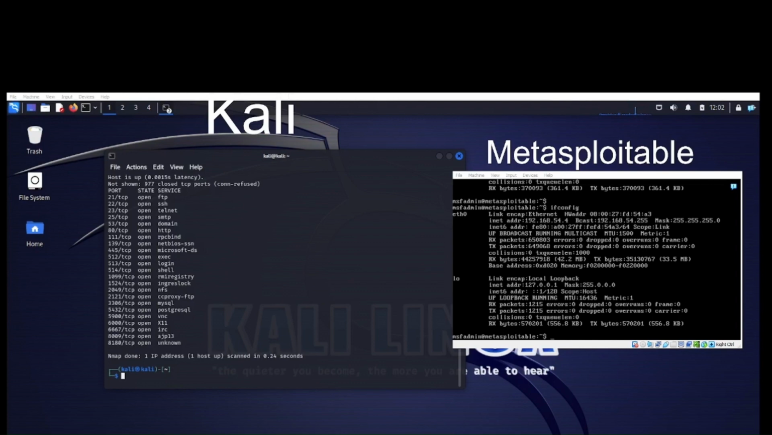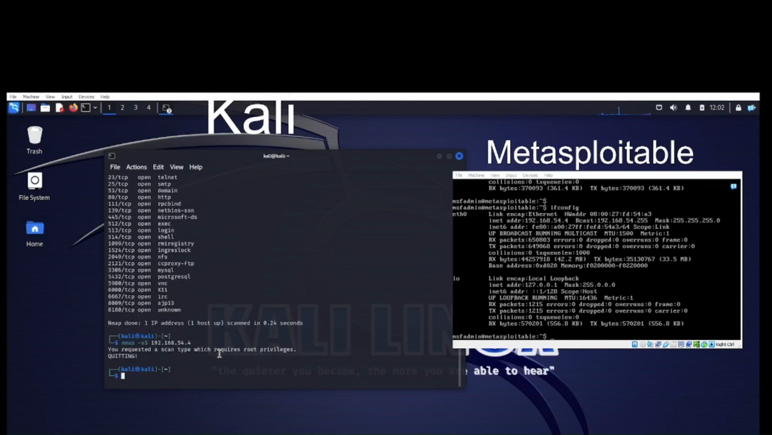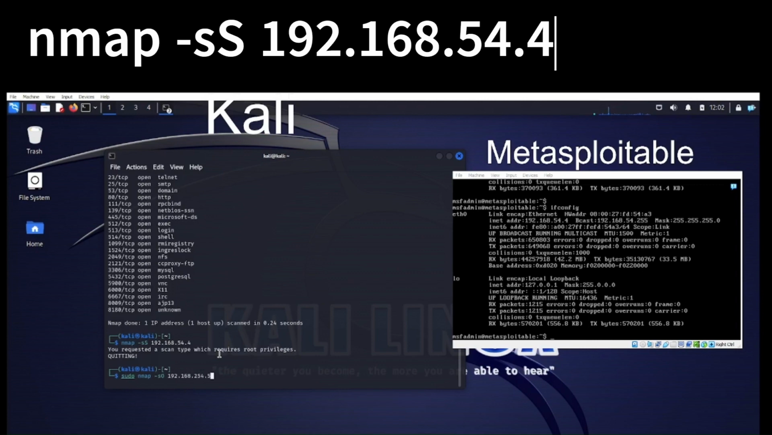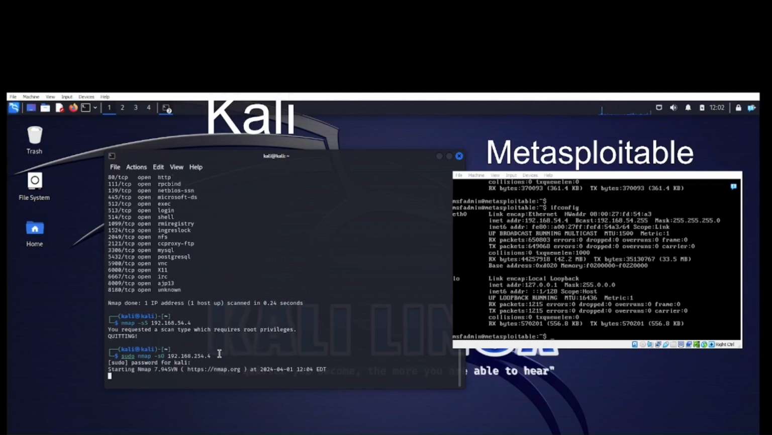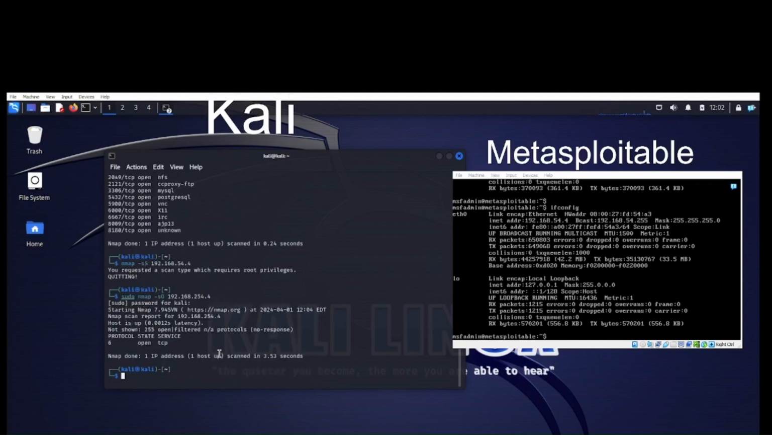To initiate a basic scan using Nmap, you'll need to know the IP address of your target. Once you have that, simply type nmap followed by the IP address into your terminal and hit enter. As the scan runs, Nmap works its magic behind the scenes, sending out a series of probes to the target and analyzing the responses. It's like knocking on every door in a building to see which ones are open, who answers, and what they're doing.